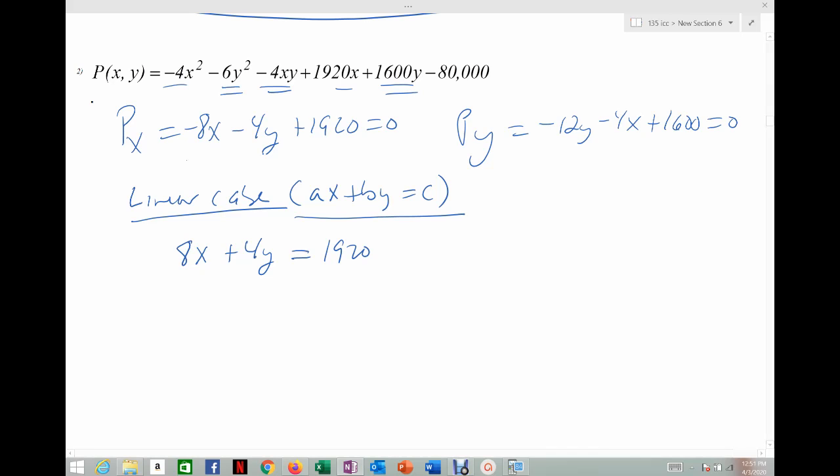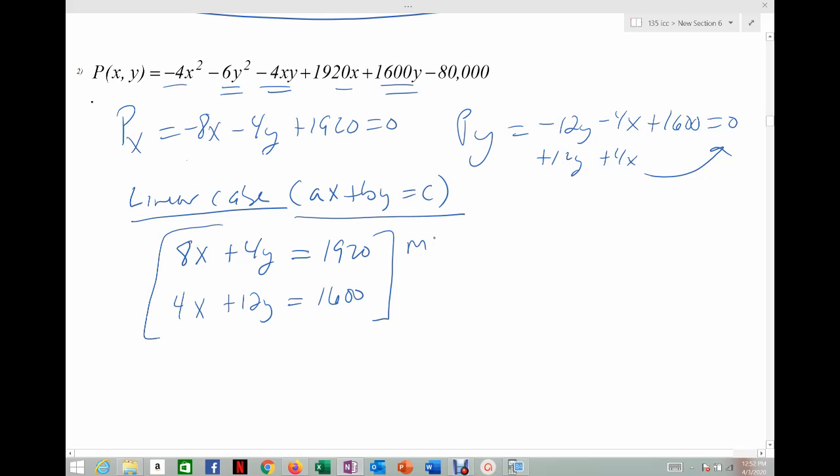Perfectly fine. All right, this one, same thing. I'm going to move my 12y and my 4x to the other side. And so when I do that, I'm going to write it down here and put it in the right order. X has to come first, so 4x, then my 12y equals my 1600. Again, same thing. If you move the 1600 over, that would be okay. It'd just be a negative. So it would be negative 4x, negative 12y, negative 1600. All right, this is the form I have to use to plug it into my matrix.